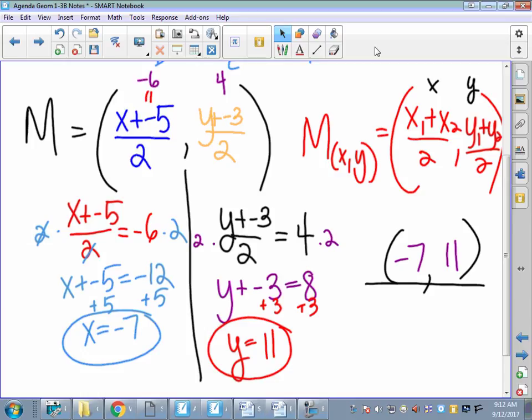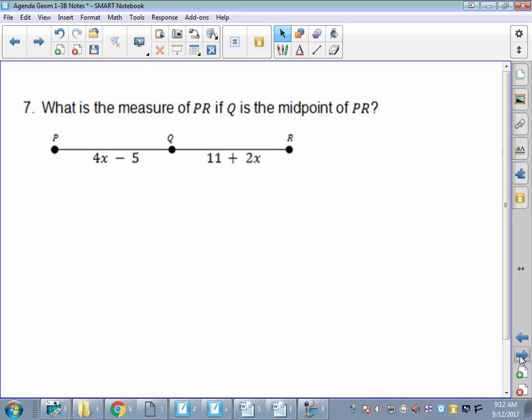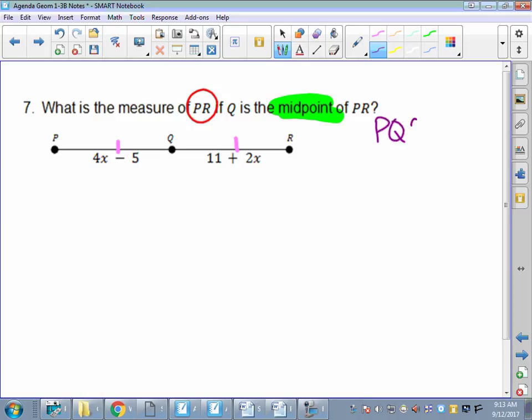All right? And last but not least, I feel like we could set this up. It says, what's the measure of PR? So I want to know the whole thing. If Q is the midpoint of PR. So Q is the midpoint. When we did section 1-2, we had the betweenness of points, and Q was somewhere in the middle, but now we know that Q is the midpoint. So if I were to mark my diagram, I would actually put little congruent dashes, right? Because if Q is the midpoint, that means that PQ is congruent to QR.